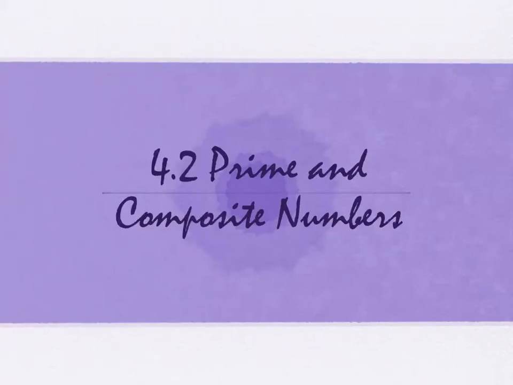Today we're going to take a look at section 4.2. We're going to continue our discussion of basically number theory. So last time in section 4.1 we were working on divisibility, and so this actually continues that idea. And specifically we're going to look at two different categories of numbers called prime numbers and composite numbers.